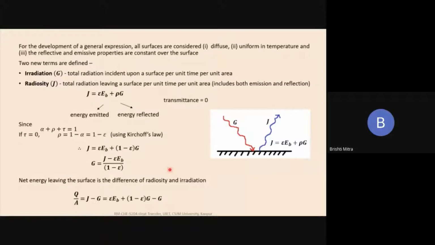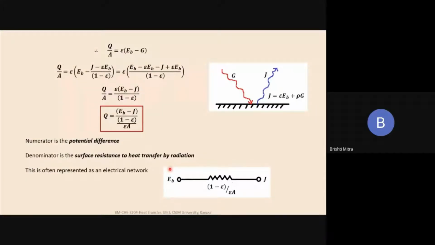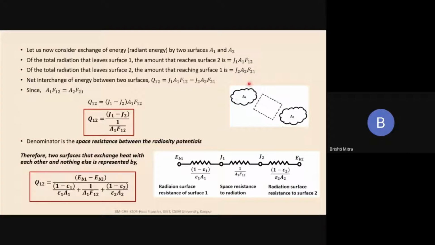And based on that, we tried to derive a general relationship to find the net rate of heat transfer between two bodies. What we found was that there were three terms. One was the surface resistance of body 1. Then was the space resistance as the energy is transferred from body 1 to body 2. And the last one was again the surface resistance of body 2. And we had found the expressions for both surface resistance as well as space resistance.